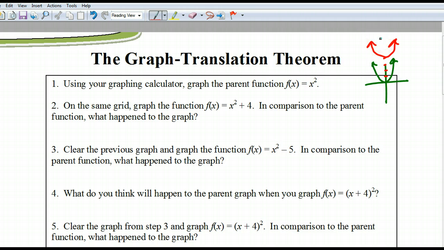Okay? Now, the next part says clear the previous graph and graph the function of x squared minus 5. Where is that? Yeah, so if you go down 5, your parabola would be like this. Okay? And then it said, what do you think will happen to the parent graph when you graph this?